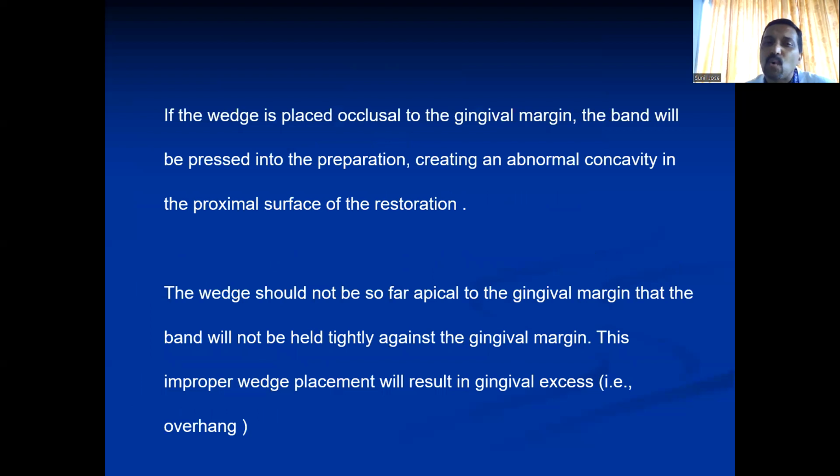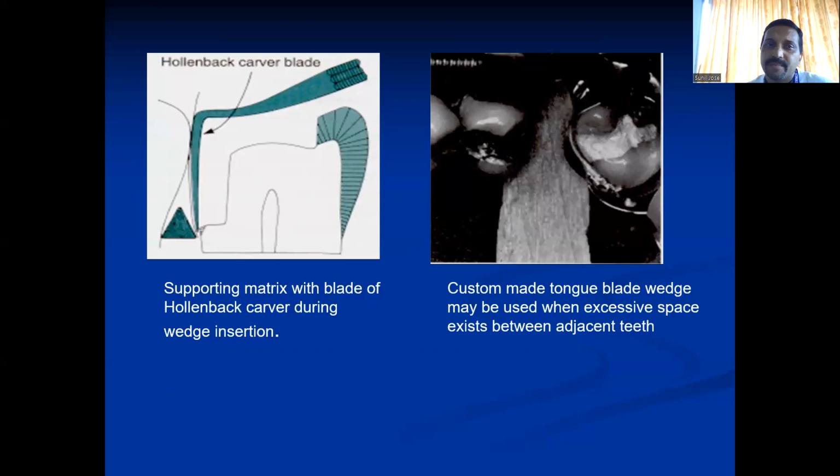If the wedge is placed coronal to the gingival margin, the band will be pressed into the preparation, creating an abnormal concavity in the proximal surface of the restoration. The wedge should not be so far apical to the gingival margin that the band will not be held tightly against the gingival margin. This improper wedge placement will result in gingival excess or an overhanging margin of the restoration. Supporting the matrix with the blade of the Hollenbeck carver during wedge insertion. You can see a custom-made tongue blade wedge may be used when excessive space exists between adjacent teeth.